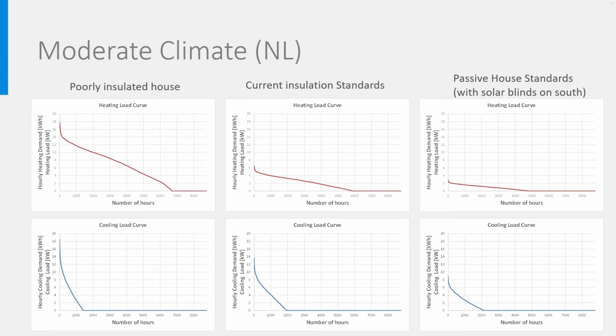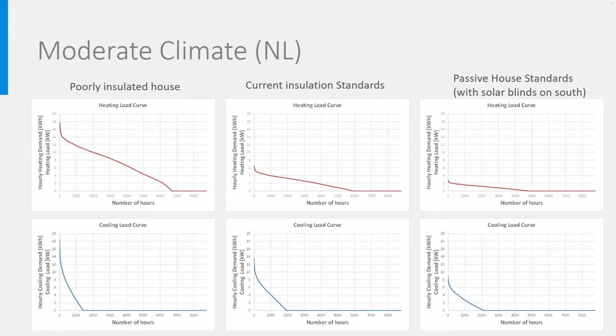Solar blinds were installed on the south facade, and there is ventilation with heat recovery. The scale is identical on all graphics, so you see here how important the physical design of the house is. You can make the most fantastic HVAC design on the poorly insulated house using, for instance, a heat pump of 6 kW and a gas boiler of 12. The point is that the energy usage will still be much higher than it could have been if you had insulated the house. You also see that the number of hours where heating is needed decreases with insulation.